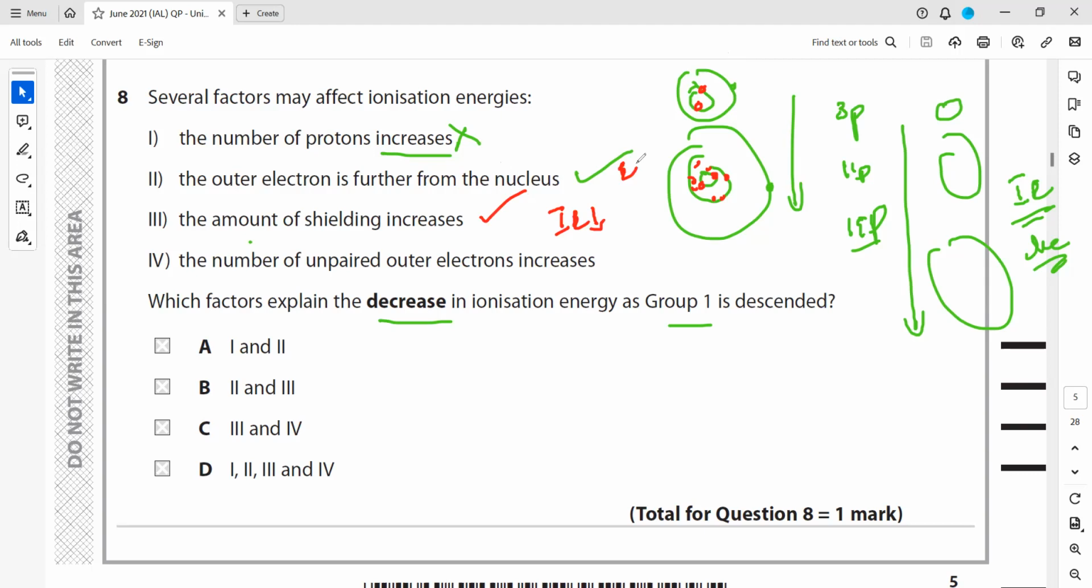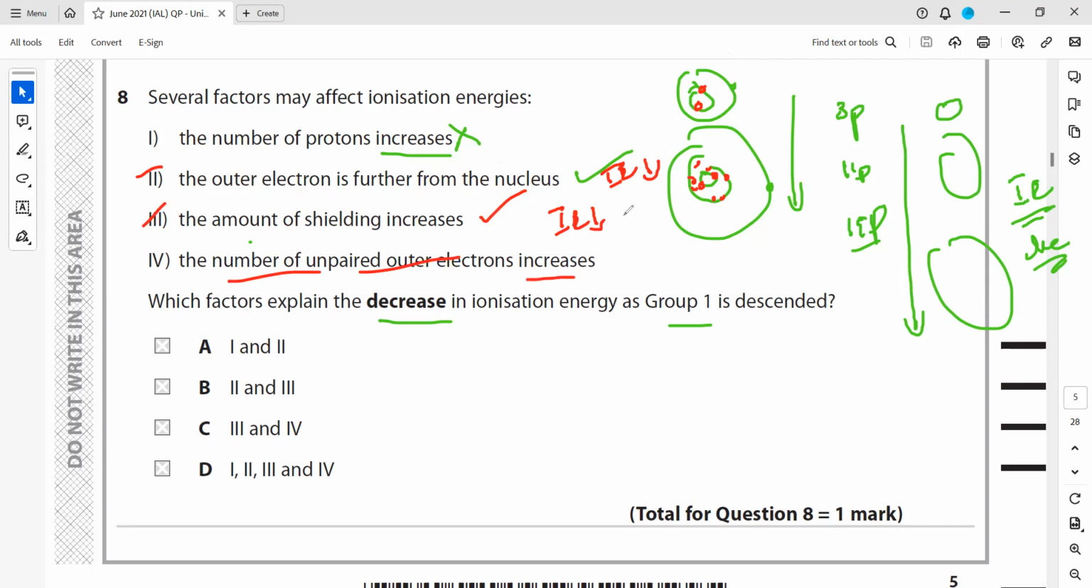And as the electron is far from the nucleus, ionization energy decreases. So statements 2 and 3 are explaining why the ionization energy is decreasing as we go down. What about the fourth one?